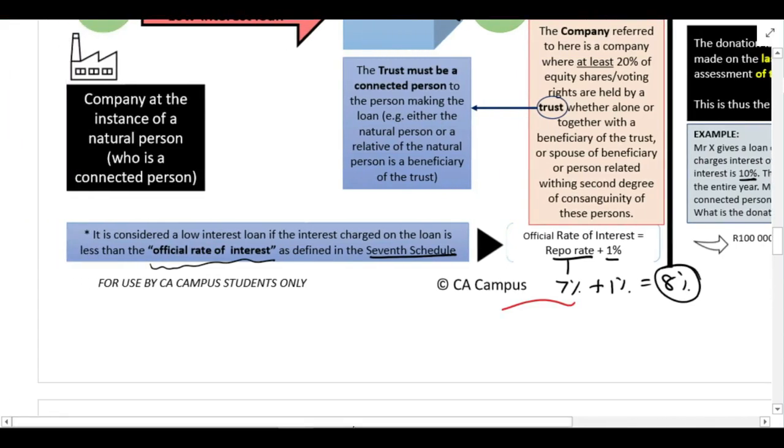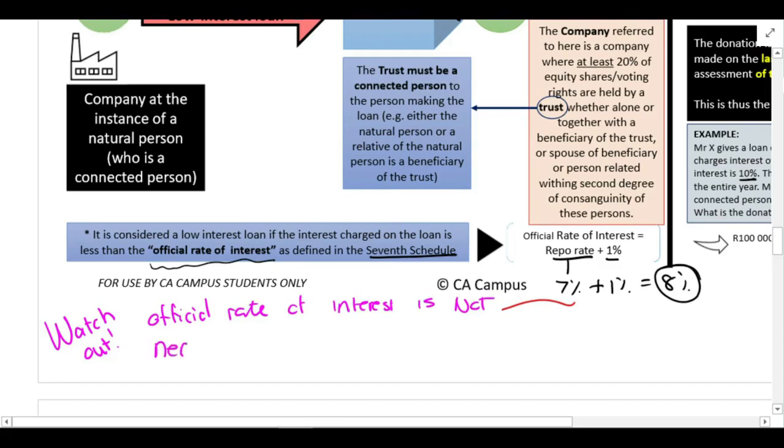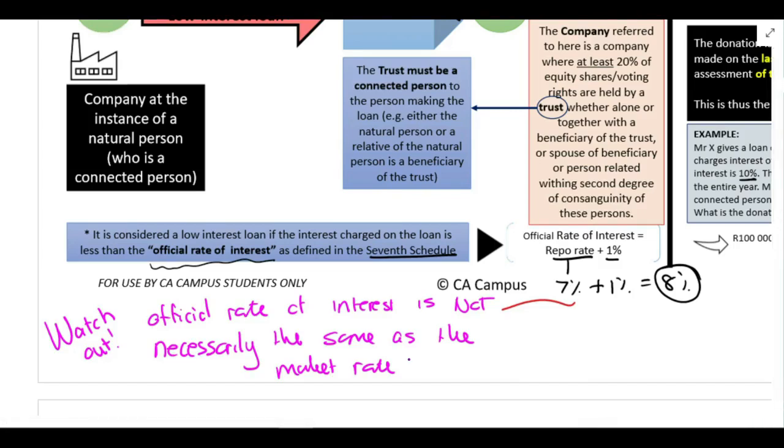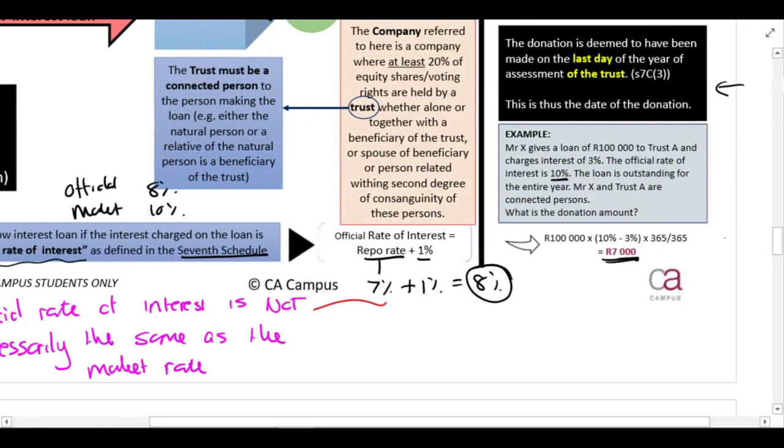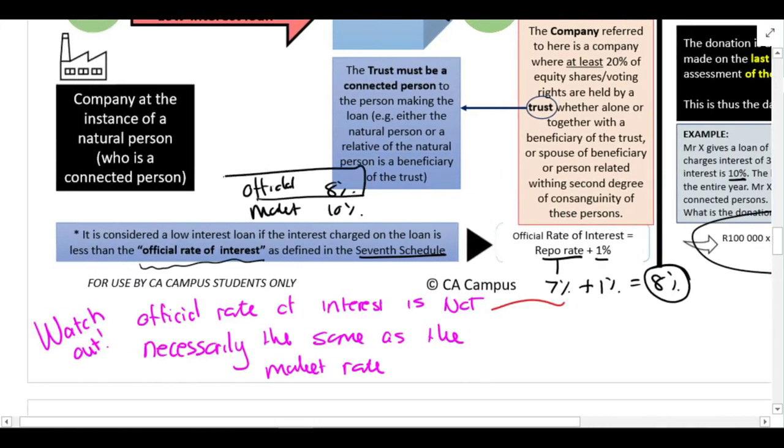Now guys, there's a note that you have to make here for yourself. I'm going to say, watch out. The official rate of interest is not necessarily the same as the market rate. So why am I saying this to you? Because students don't often pay attention to this, and in an exam or test they tell you the official rate is 8%, the market rate is 10%, and then you don't know which one to use in your calculation. You always use the official rate of interest.